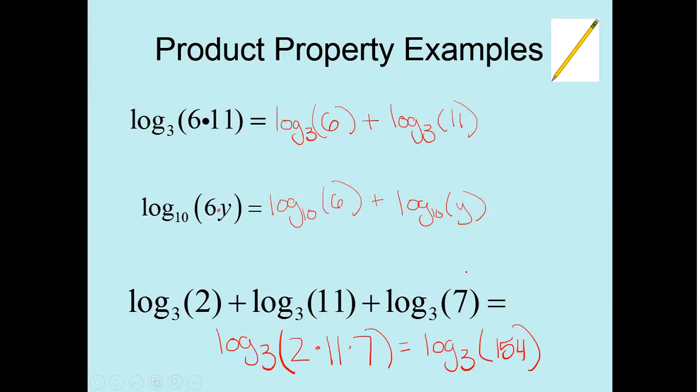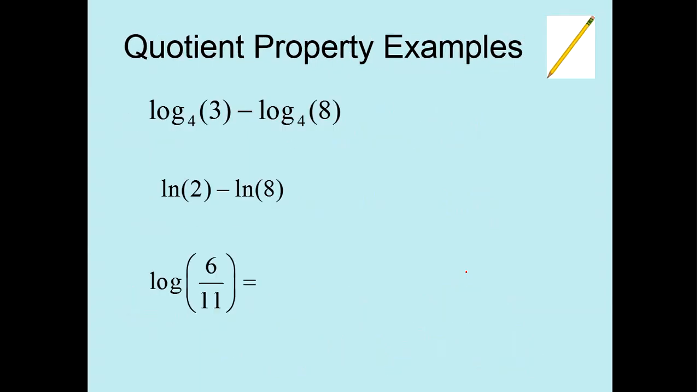So that's what ultimately these properties are going to do for us, is either A, make it easier for us to solve, or B, make it easier so we can condense and expand things. Now open up the quotient property examples. We'll talk through those ones.